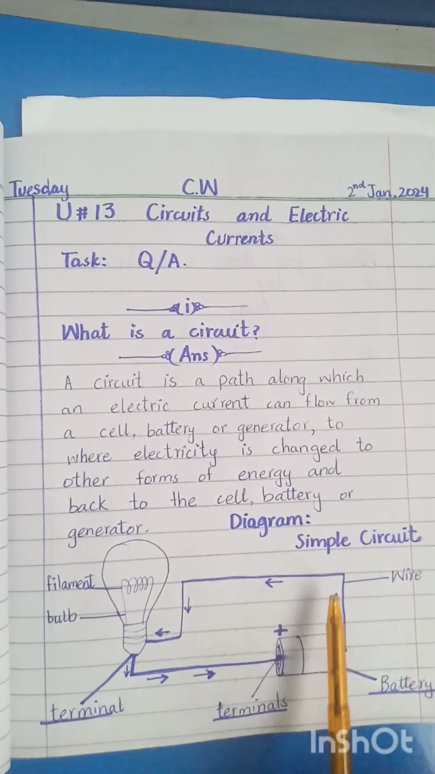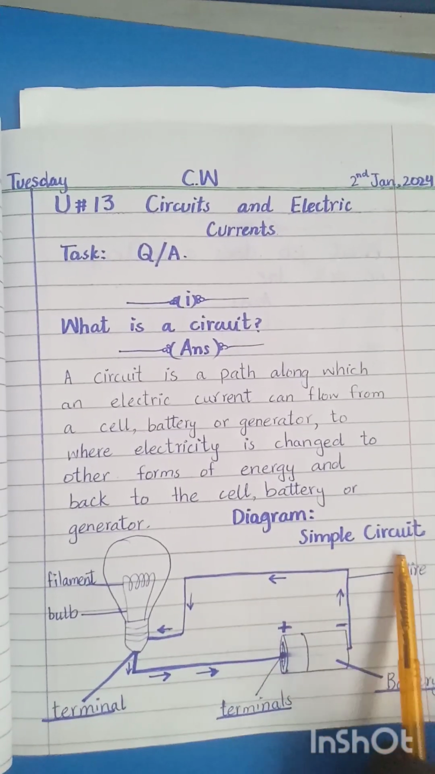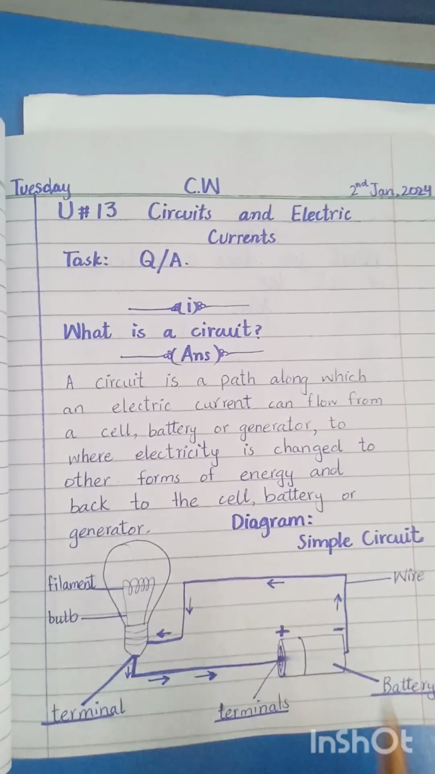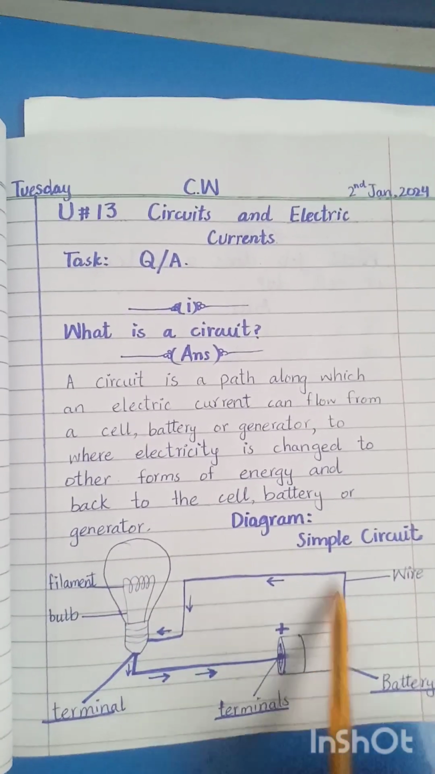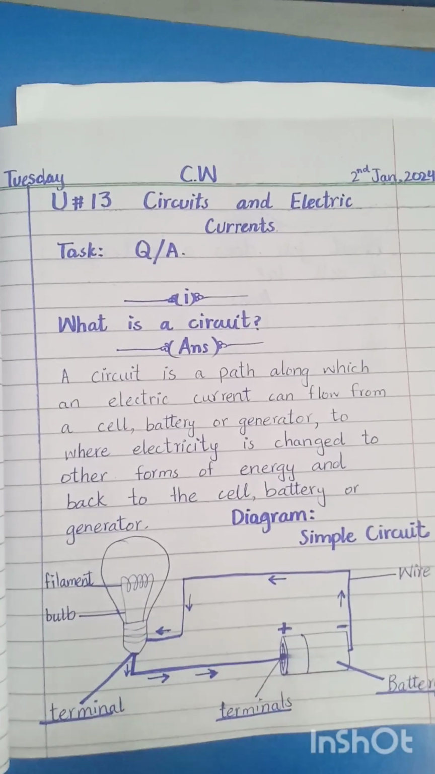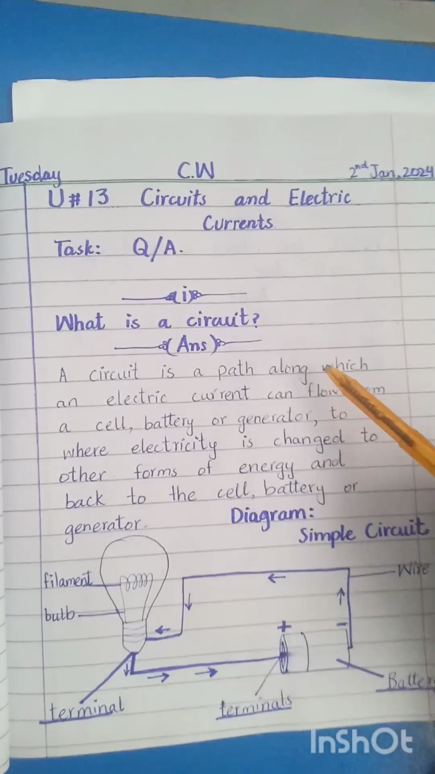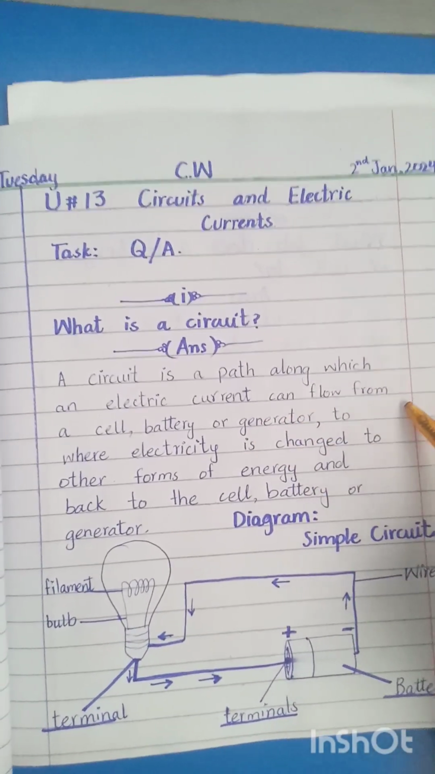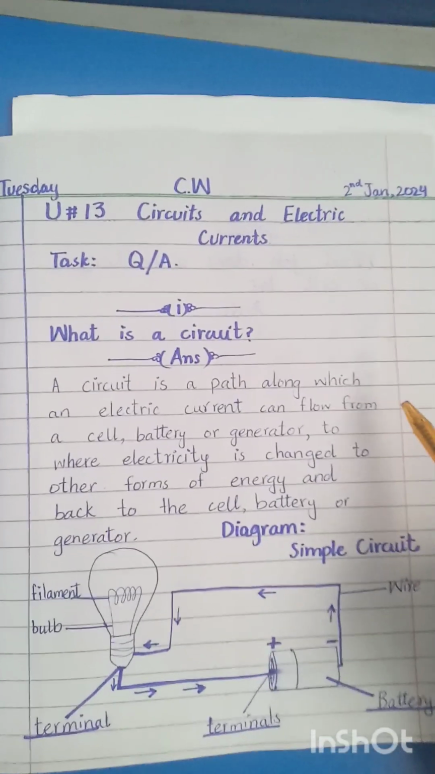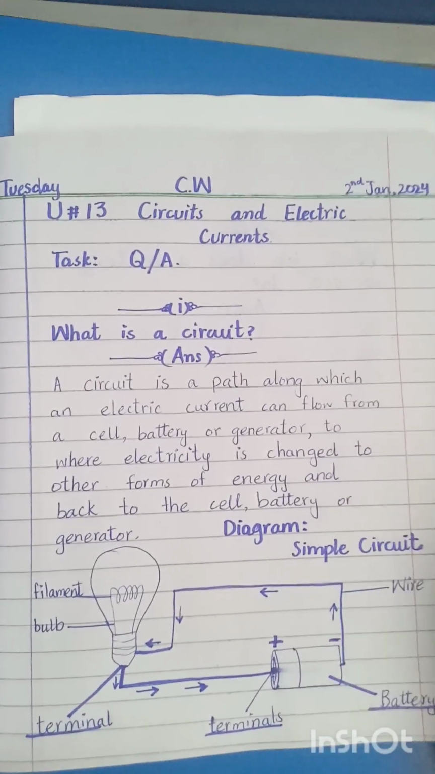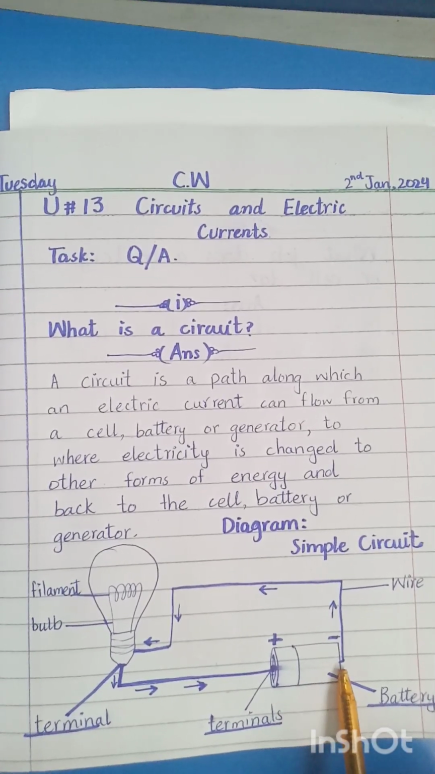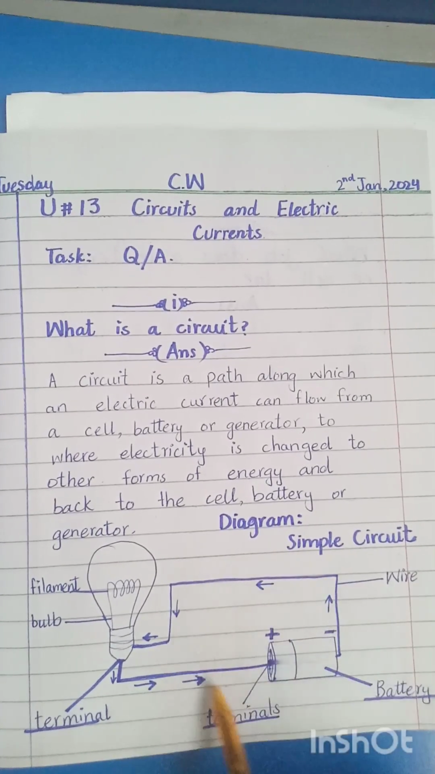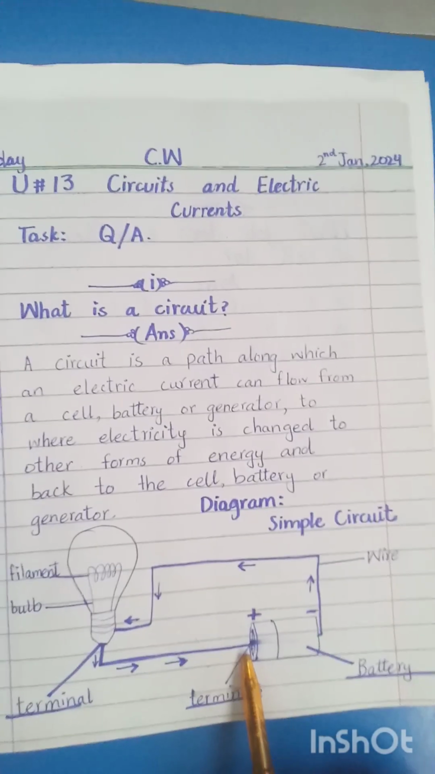Bulb, battery, and wire are the components of the simple circuit, and when we join them according to the diagram, it makes a closed path along which an electric current can flow. And we know that the electric current is the flow of electrons, and electrons are emitted from the negative terminal of the battery and move towards the positive terminal of the battery.